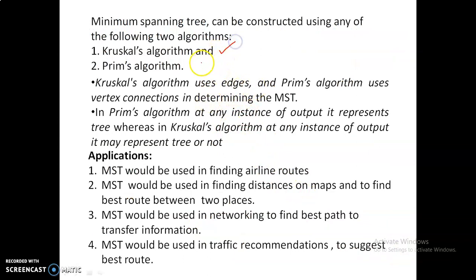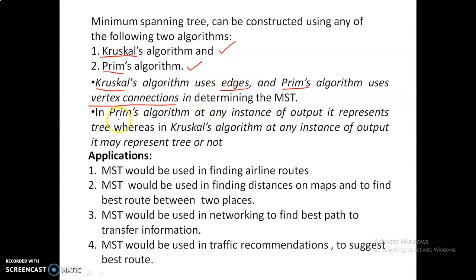One is Kruskal's algorithm and the other is Prim's algorithm. Kruskal and Prim are the names of the two authors who proposed these methods of constructing the spanning tree. Kruskal's algorithm uses the edges to construct the spanning tree, whereas Prim's algorithm uses the vertices and vertex connections to draw the spanning tree. This is the basic difference between Kruskal's and Prim's algorithm.